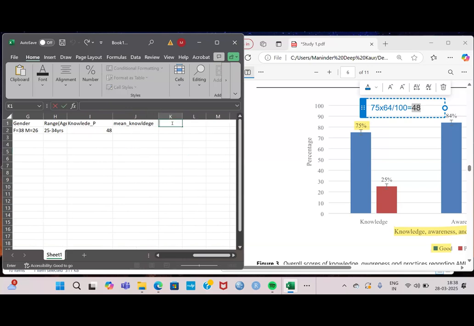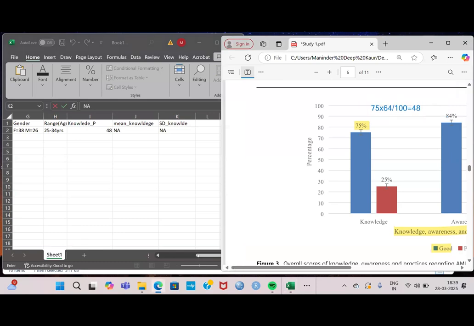Next is the SD. You cannot give knowledge and SD score in one column. You have to take two columns. Remember always. So this study has not reported any mean and SD, so I will put not reported or not available, whatever you like, NR or NA.